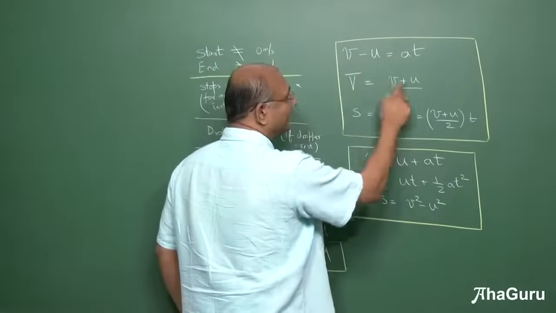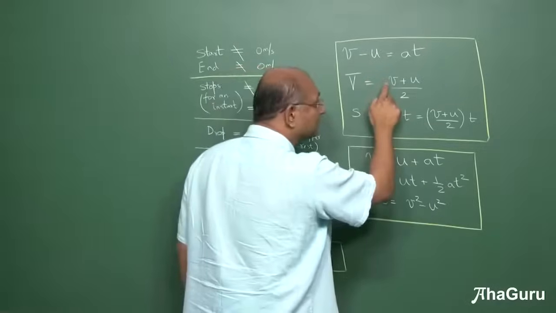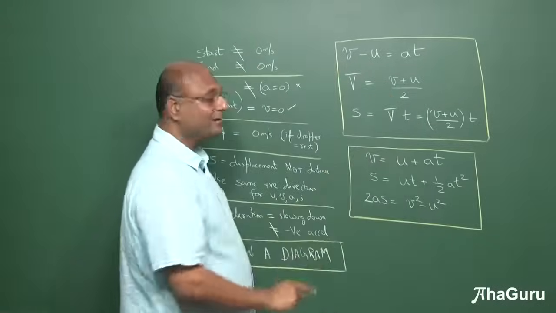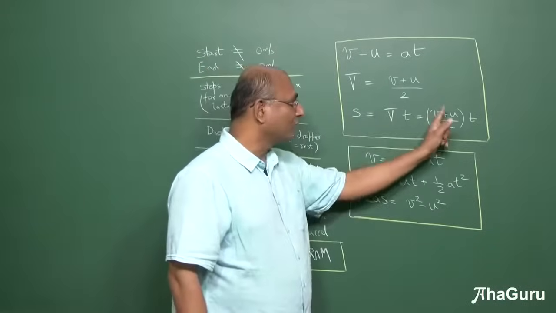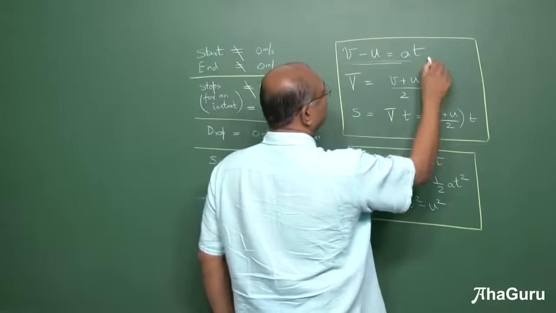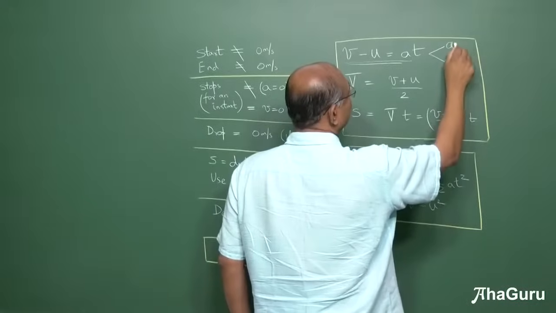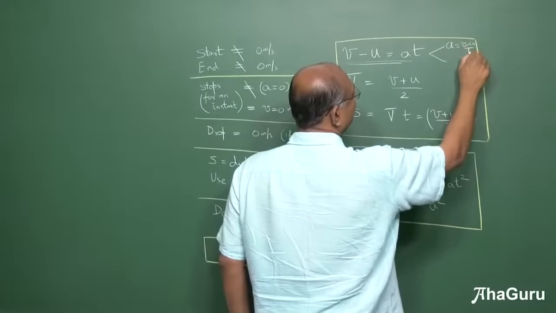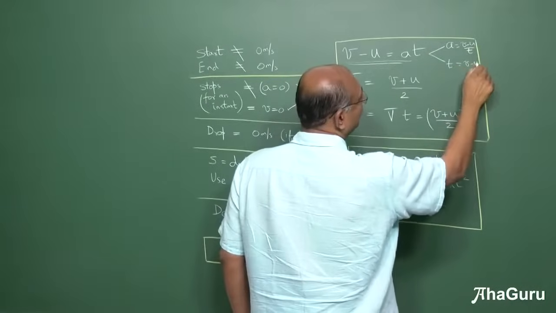Second, calculate average velocity, (u plus v) or (v plus u) by 2. This comes with sign, this also has sign. Okay, and s is average velocity into time, so (v plus u) by 2 into t. Now this equation becomes two equations if you want. You can write acceleration is (v minus u) by t, but I don't want that very much. Time is (v minus u) by a.